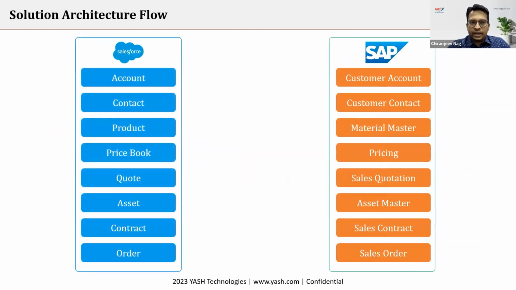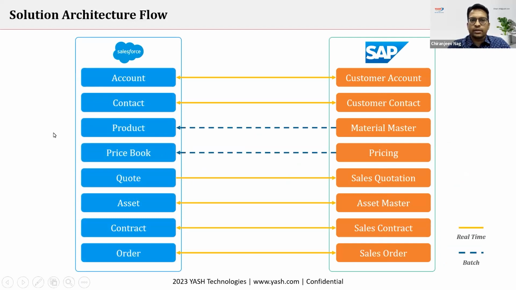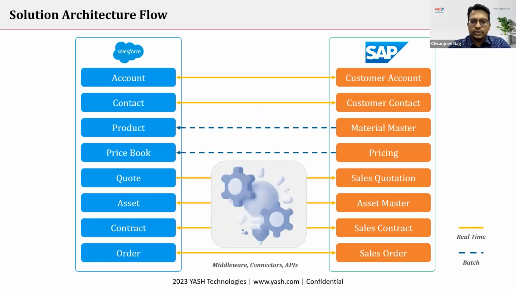This is just a very high-level solution architecture of what we just discussed. We can see there are two different applications, Salesforce and SAP. What are the different objects? What are the different data that have to be exchanged between both systems? Whether it is bidirectional, like account data, which has to be bidirectional and happen in real time, this yellow color. But things like products and pricing need not happen in real time and can be unidirectional. So this is how it looks. And in order to create this integration, middleware, connectors, or point-to-point APIs can be used on a need basis.